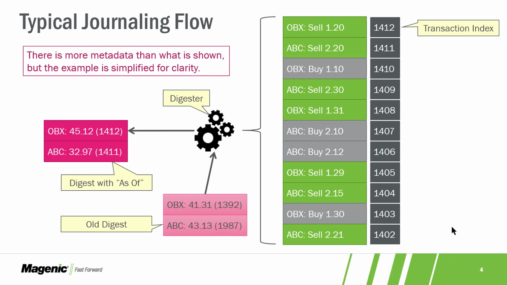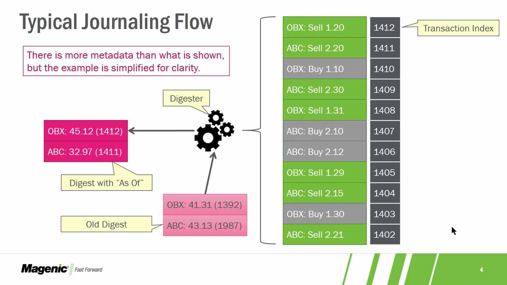So we know we have to look at ABC starting at index 1987, but greater than that, because as of 1987, the price was 43.13. For OBX, we need to start looking at beyond journal entry 1392 and so on. And so you can see that the digester is able to start off where it left off last time. And by adding up all the buying and selling grouped by the ordering price, we can compute a new price.